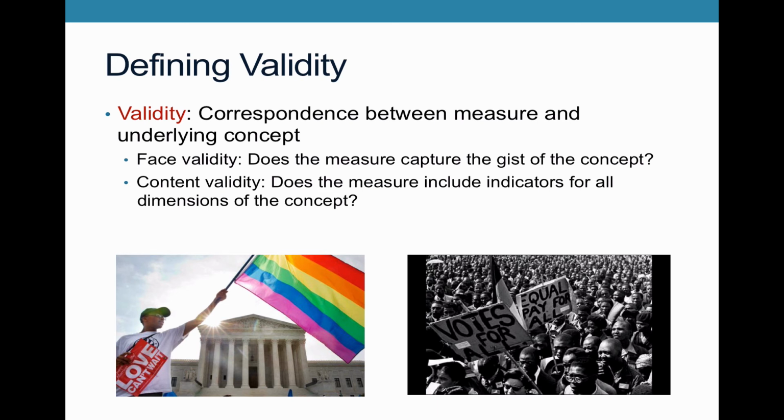The problem is that you are missing certain dimensions that would go into a definition of democracy with your measure. You're not including anything about suffrage. You're not including anything about civil liberties, freedom of association. And so the measures that you've come up with fail the validity test.